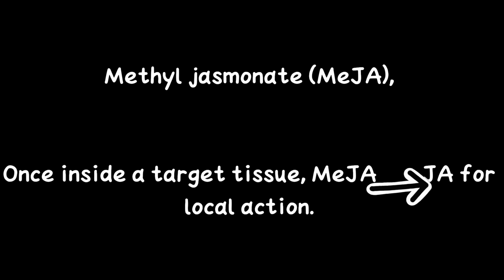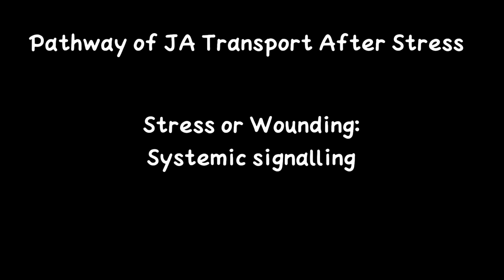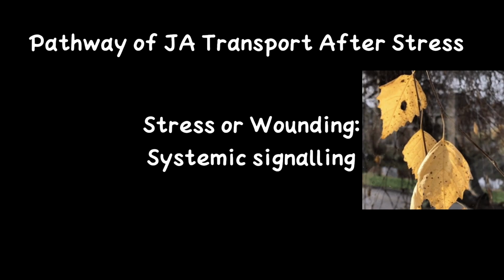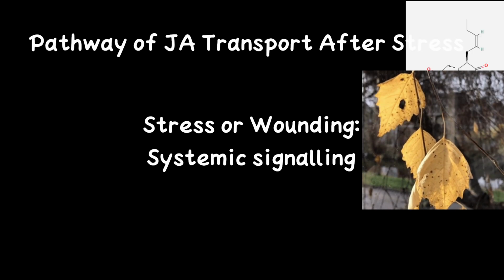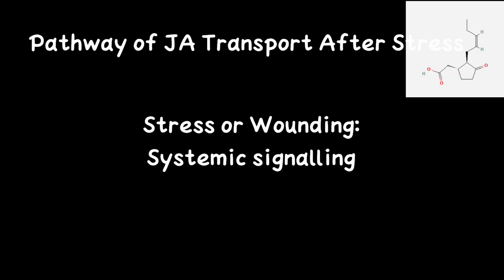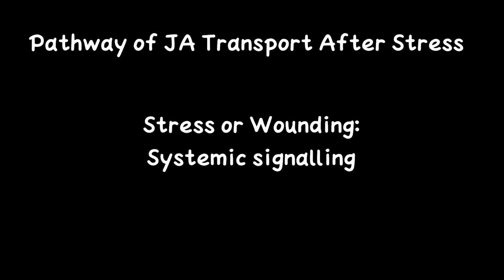The pathway of jasmonic acid transport after stress. So stress or wound, that is a damage, triggers jasmonic acid biosynthesis at the site. For example, in a damaged leaf, the local signal, that is jasmonic acid, initiates defense response in immediate areas. Systemic signaling is that jasmonic acid and jasmonic acid isoleucine are loaded into the phloem by transporters, and they travel to the other parts of the plant to induce systemic acquired resistance, that is the SAR.